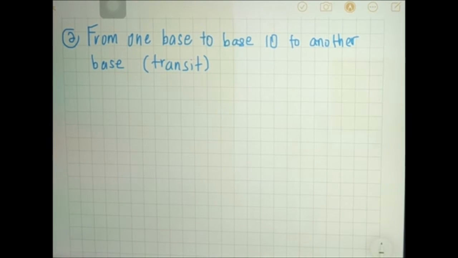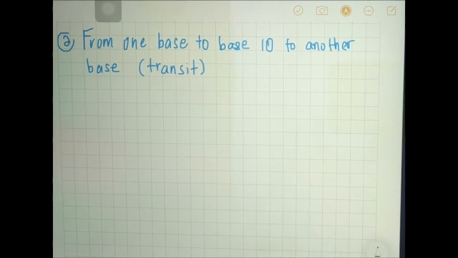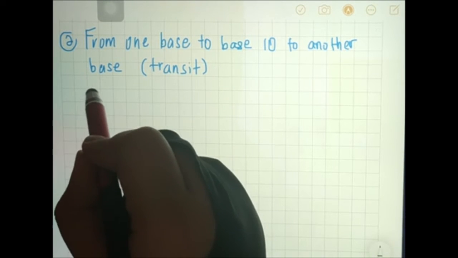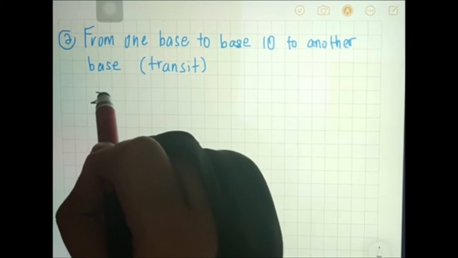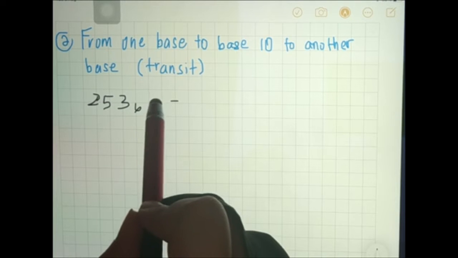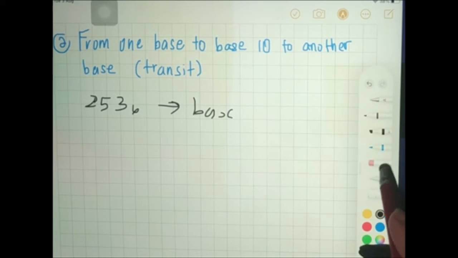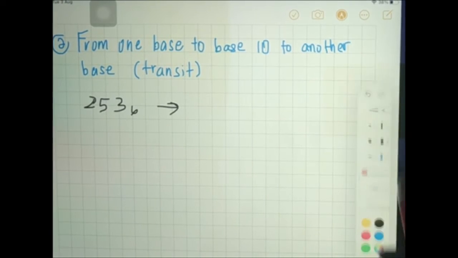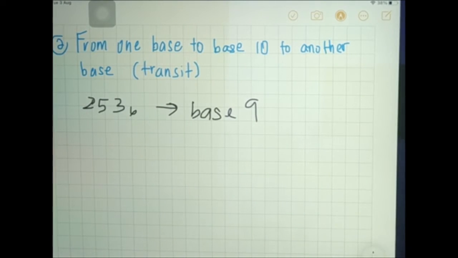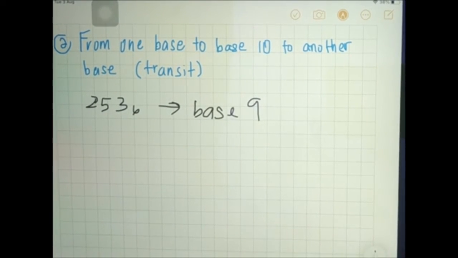Alright, our next method of converting from one base to another, going through base 10, I like to call transit. So let's say I give 253 base 6, and I want to convert it to base 9. Oh my goodness. Alright. Now, you can't convert to base 9 in a calculator, right? So we have to do it step by step.